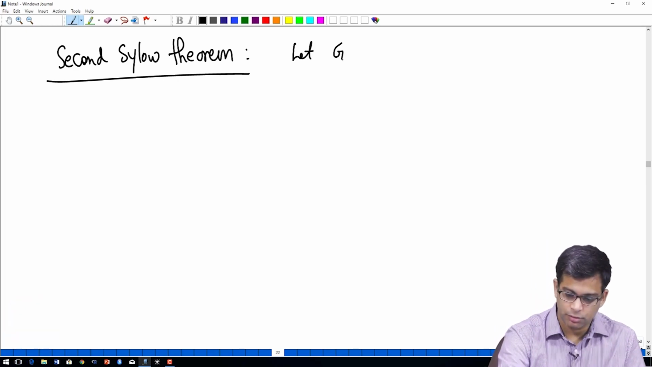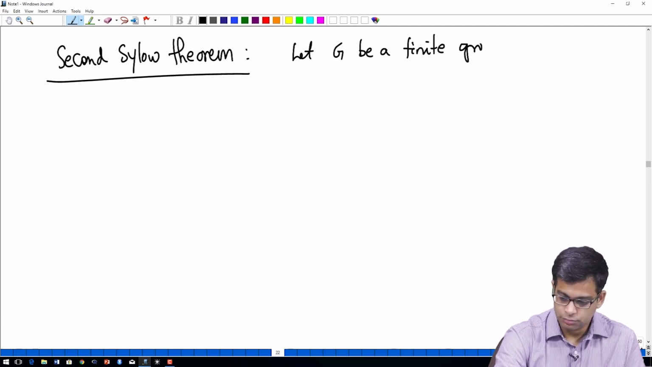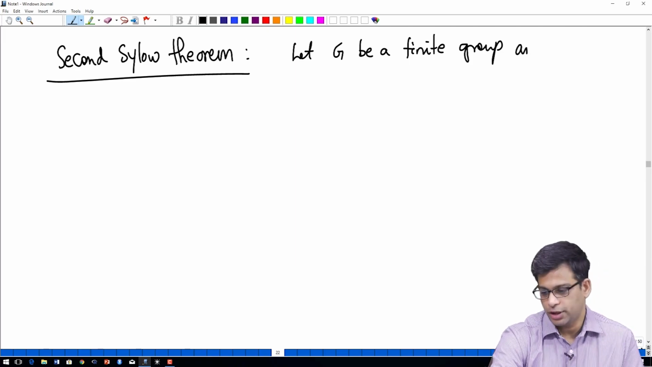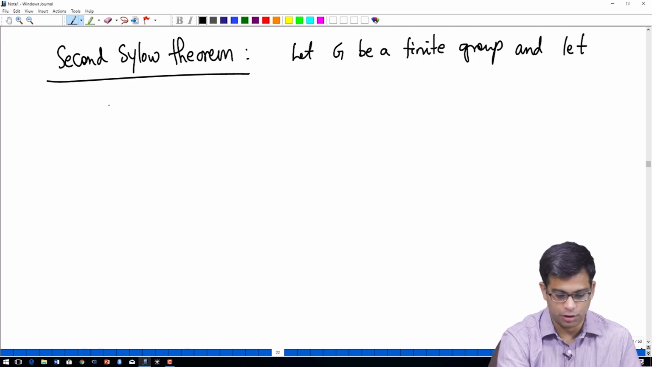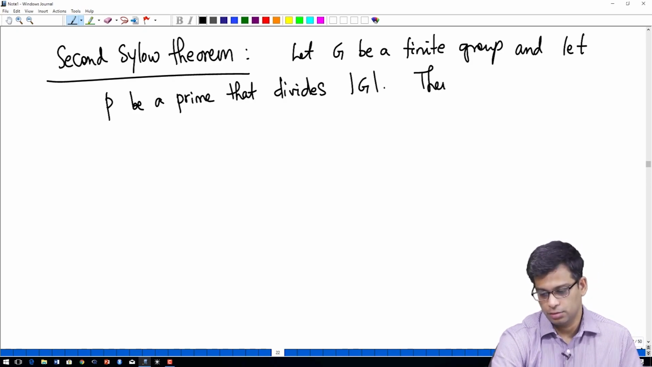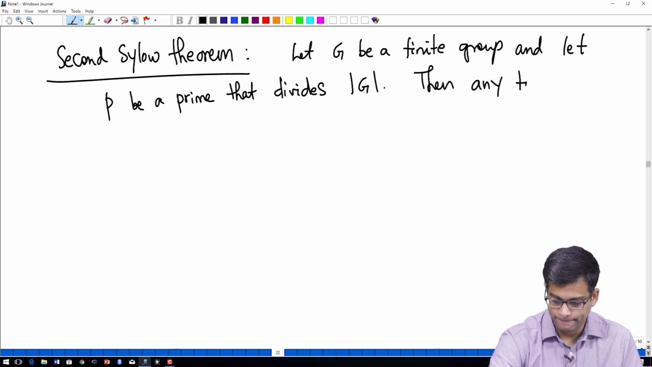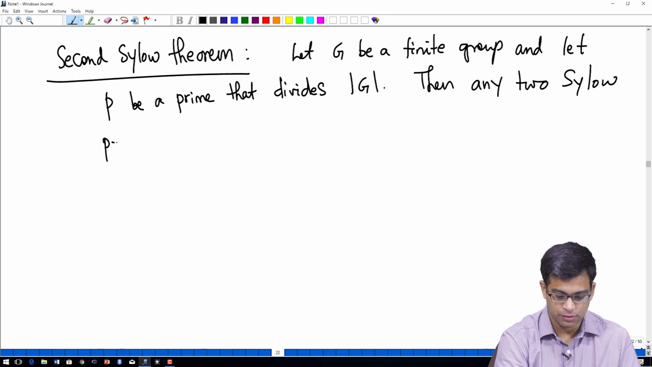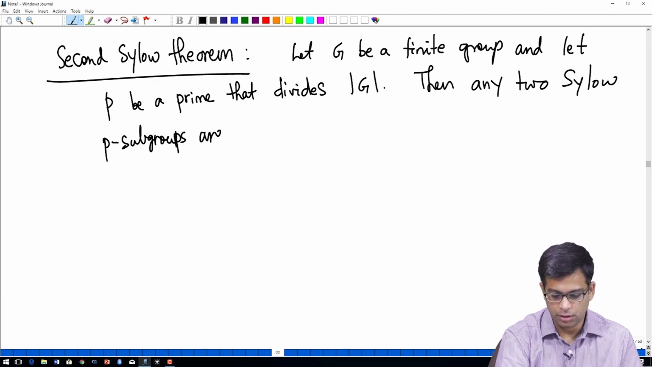let G be a finite group and let P be a prime that divides the order of G, the same assumption as always. Then any two Sylow P subgroups are conjugate.